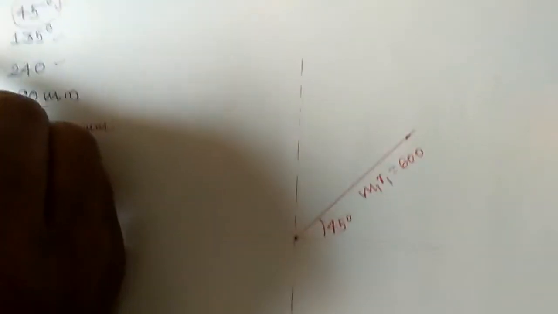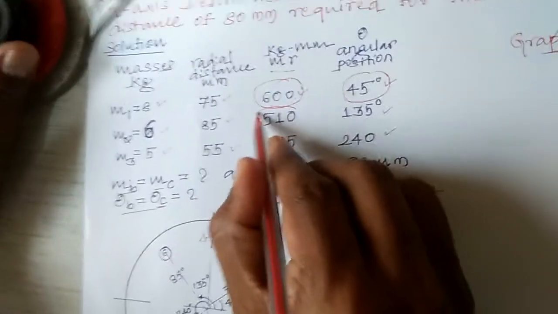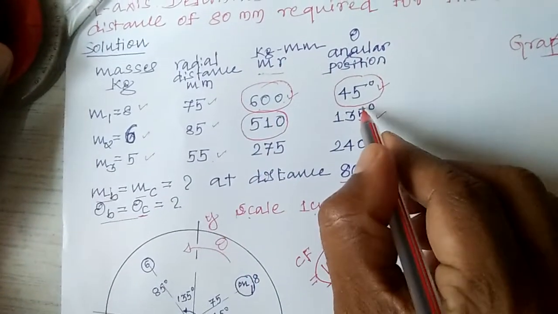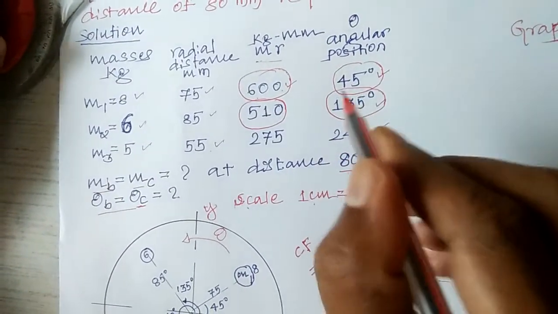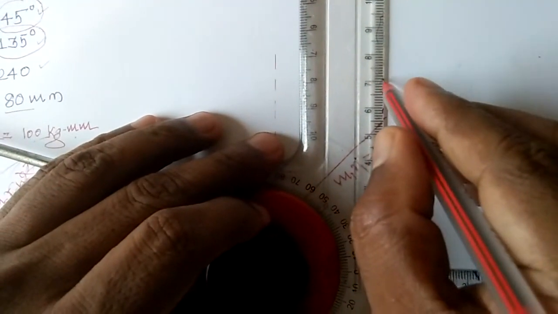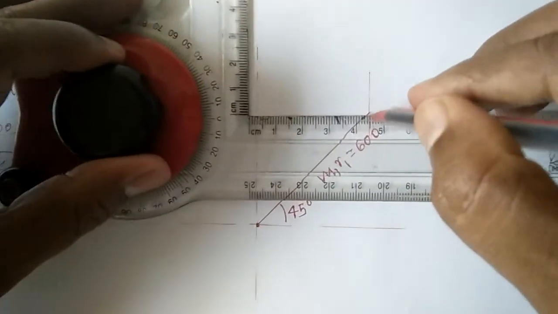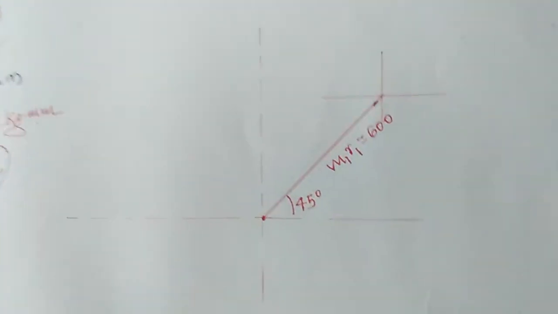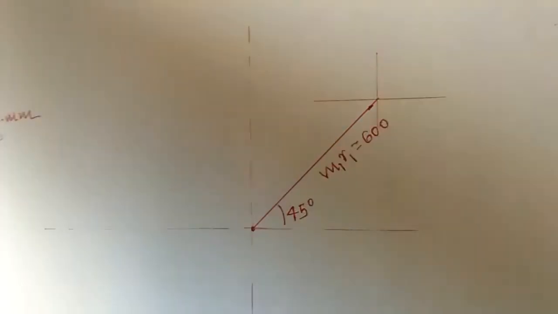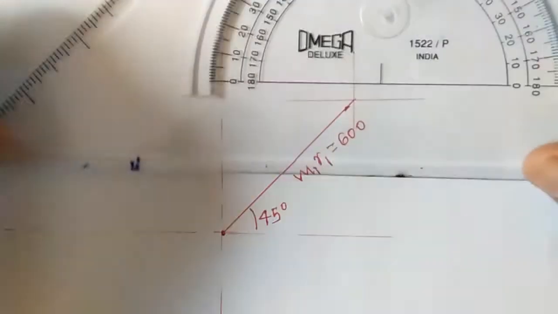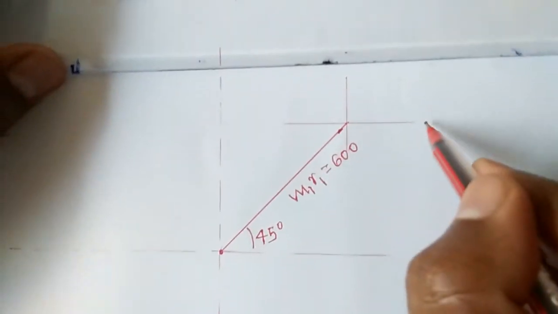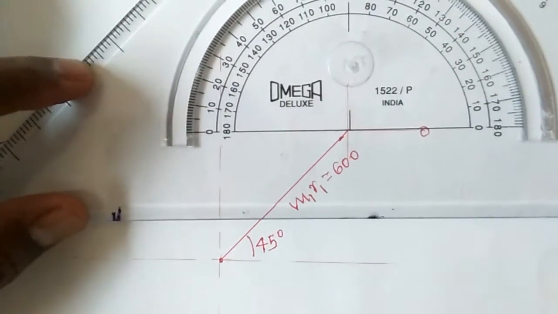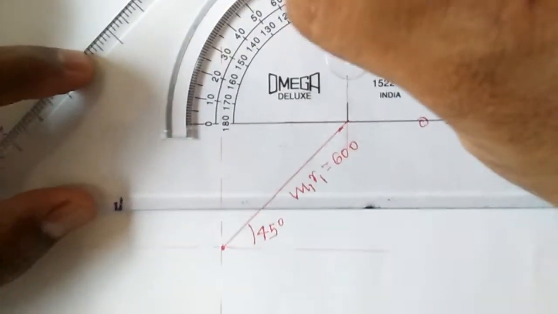Then second, go to this one, second mass. This is 510 at an angle of 135 degrees. For this also you have to take it in the anti-clockwise direction. I will make some reference: you make a plus sign here in order to measure the angle. You have to take it as 135, which approximately comes here. You have to start from this one, 0. 135 means, look at this one, it comes as 135 here.